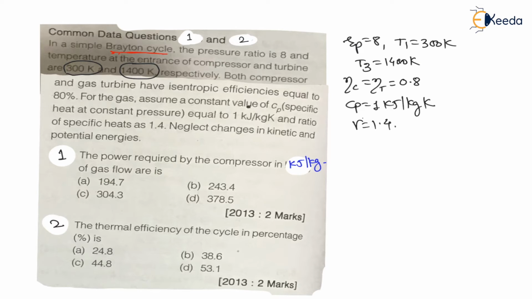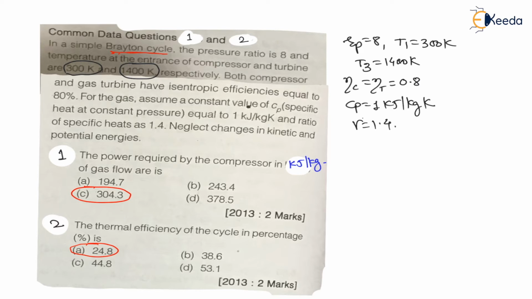Now the question is, the power required by the compressor in kilojoule per kg of the gas flow. Power required by the compressor means work of compression that we have to calculate for the first question for 2 marks. There are 4 options. After solution, the answer C will be the correct choice for this question. We will see how option C is the correct choice. Here I am dictating the solution because after writing the given data I am going to erase this question. Second is the thermal efficiency in percentage. For the cycle, we have to find the thermal efficiency. Here you will find that the thermal efficiency will be 24.8, that is option A will be the correct choice.